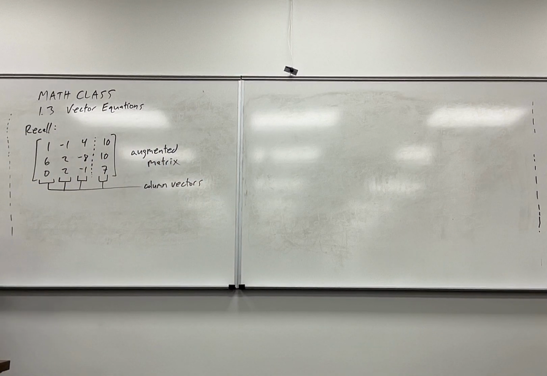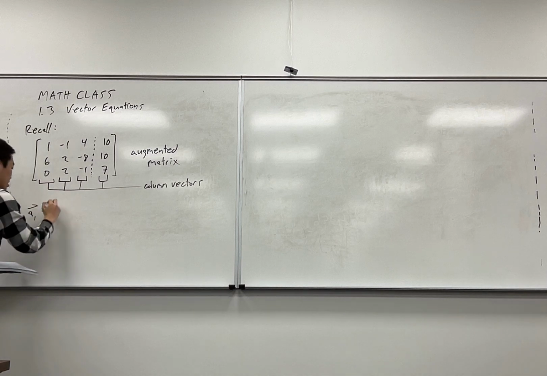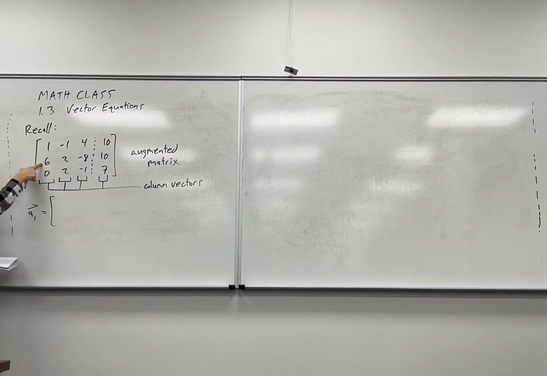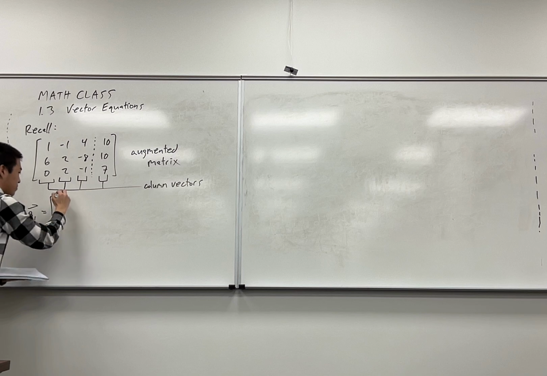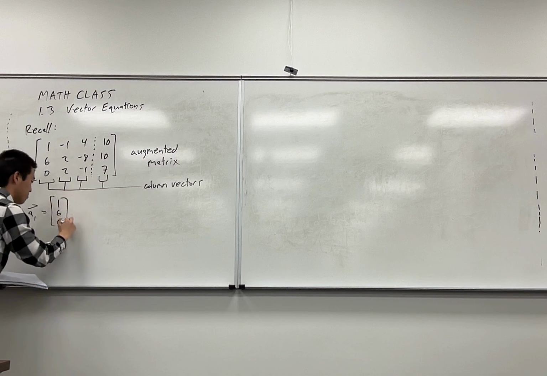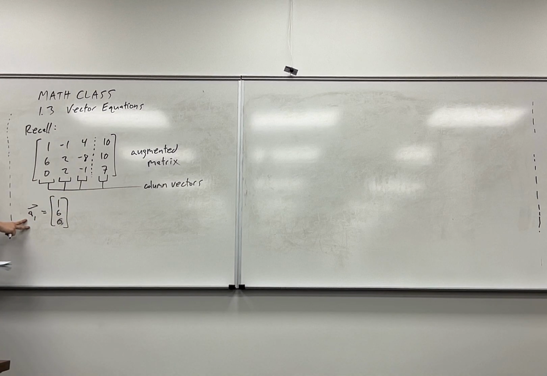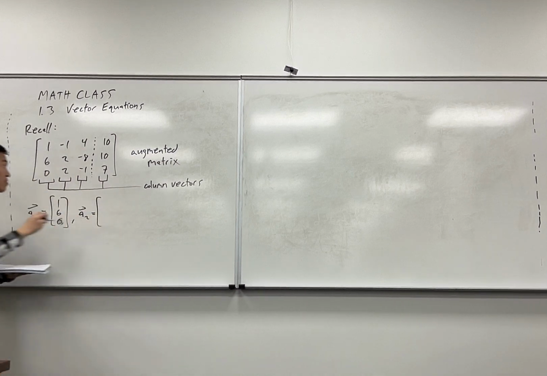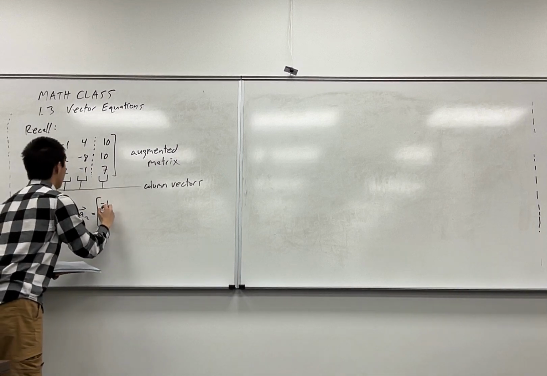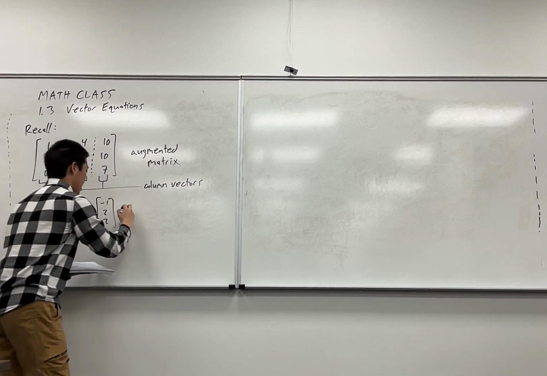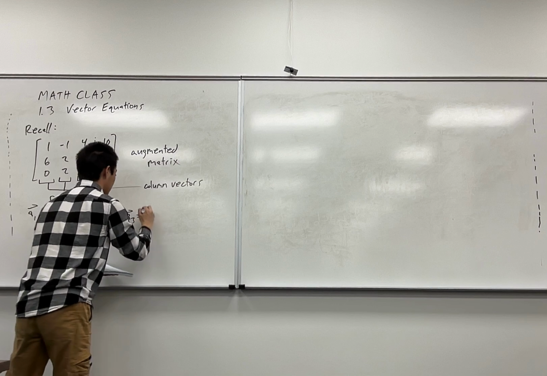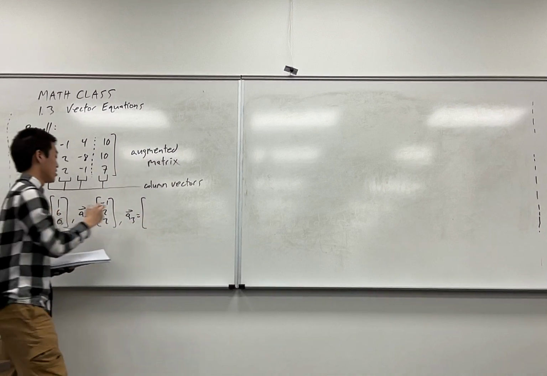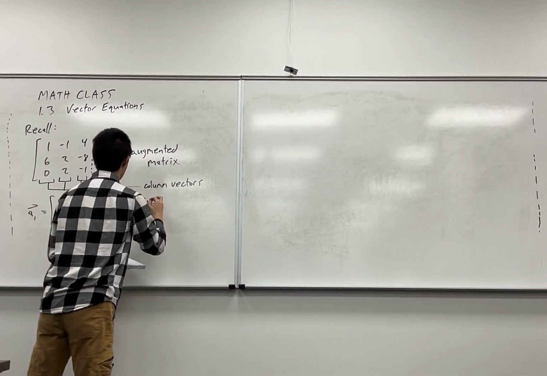And so we can start giving these names. I'm going to define A1 to be the column vector of the first column. So A1 would be this first column, 1, 6, 0. Did what I just do make sense? Okay. What is the column vector A2? -1, 2, 2. And column vector A3, what is that? 4, -8, and -1.